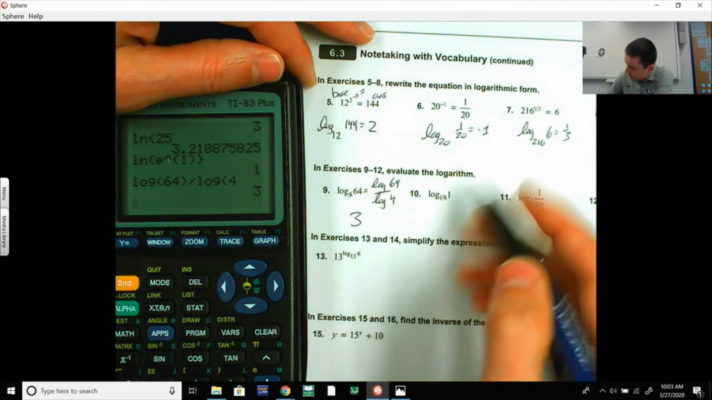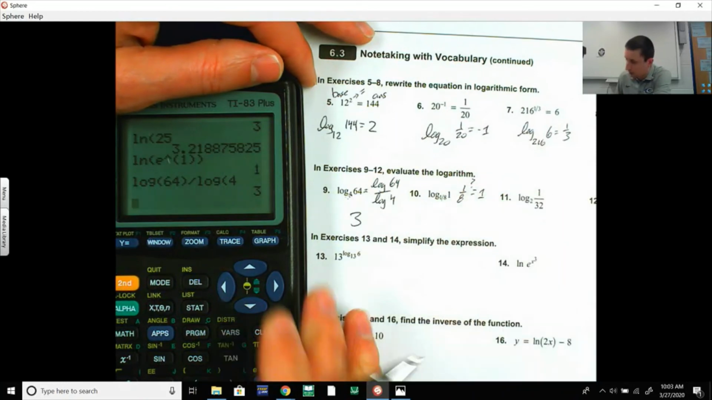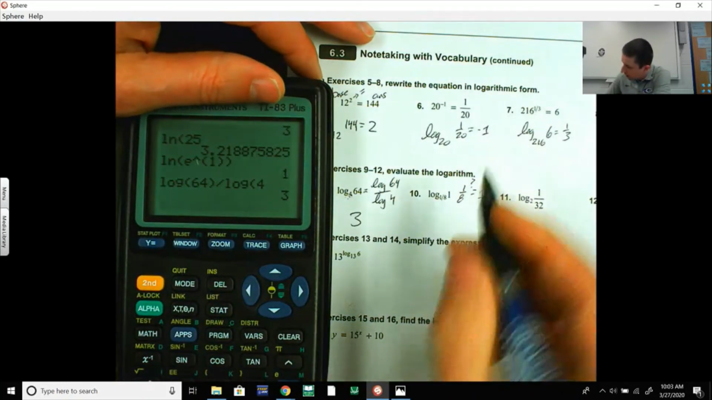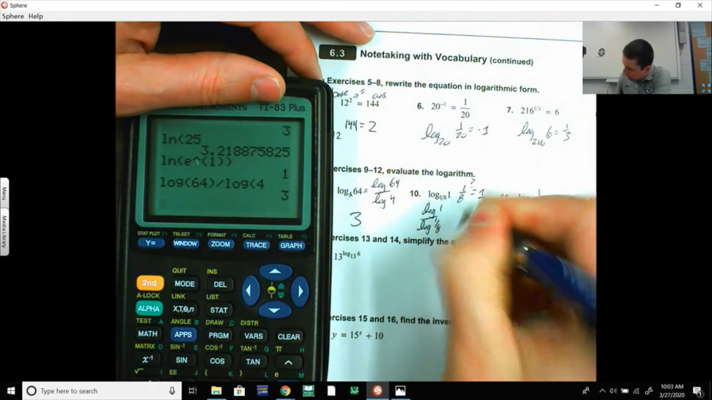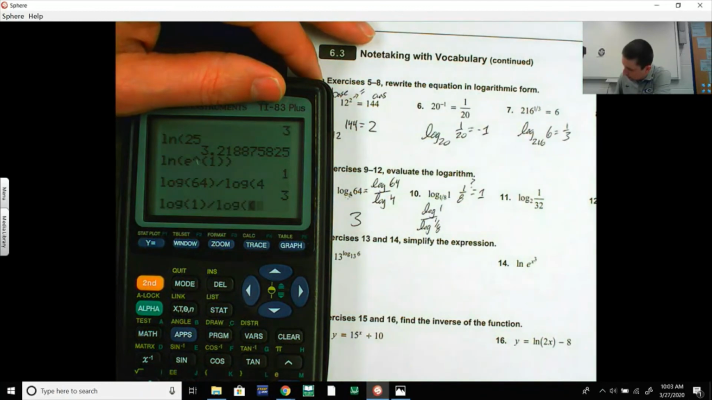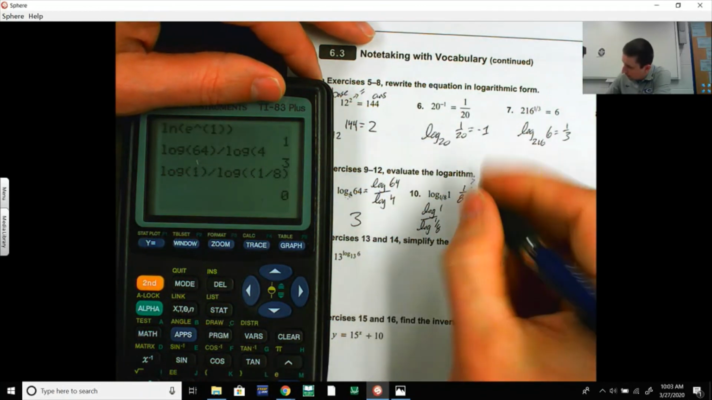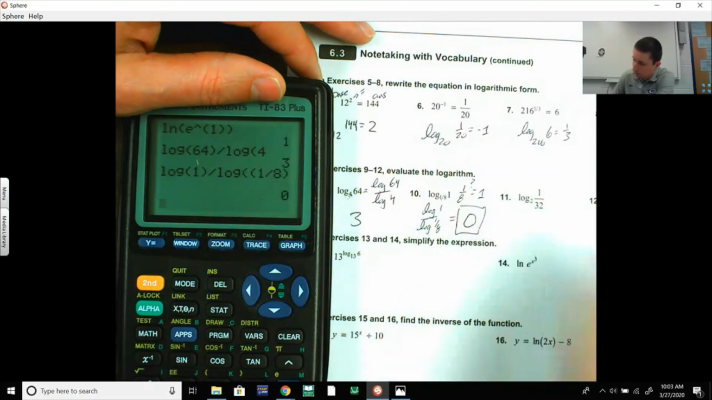Okay, so mentally, 1/8 to what power equals 1? Well, hopefully you remember a rule, but if not, you're going to take the log of 1 divided by the log of 1/8. That is 0. So yes, 1/8 to the 0 power. Anything to the 0 power is 1.